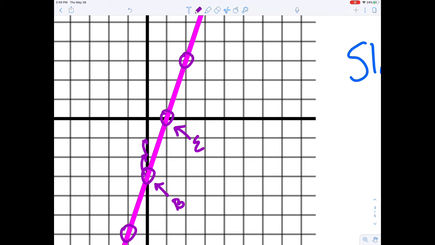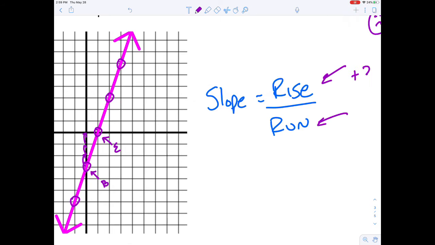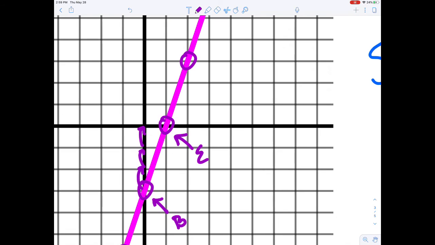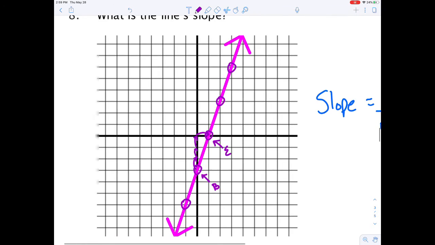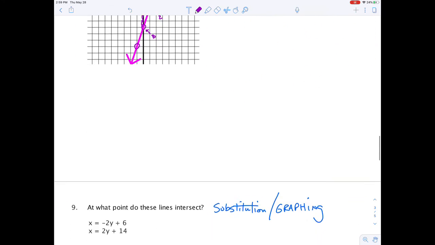I'm going to rise 1, 2, 3 spaces. So my rise is up 3, up is positive, down would be negative. And after rising 3, I'm going to run 1 space to the right. Now we know on a number line, to the right is positive and to the left is negative. So that means my run is to the right, so plus 1. So my slope is 3. Very, very simple. Slopes can be fractions, decimals, or whole numbers, even negative whole numbers.